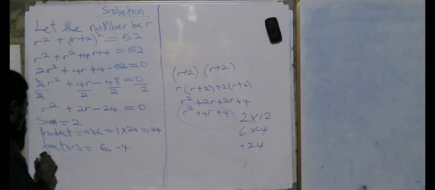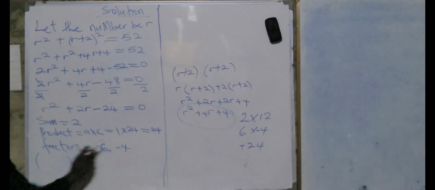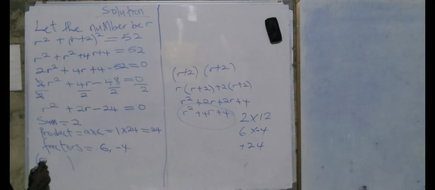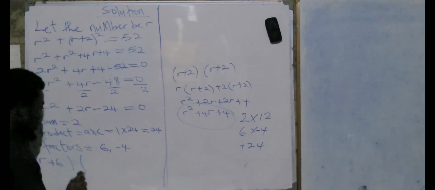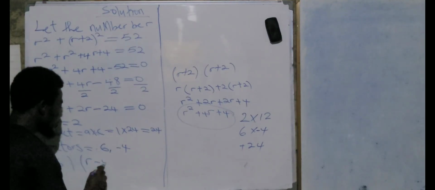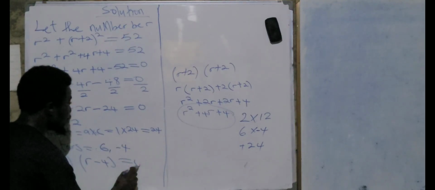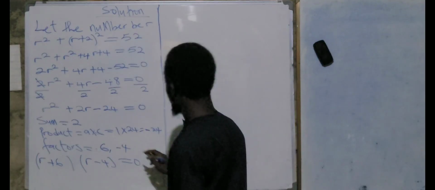Now we introduce 2 brackets. Now the variable that we are using here is R. R here plus 6. And then we have R here minus 4, equal to 0. Are we okay now?